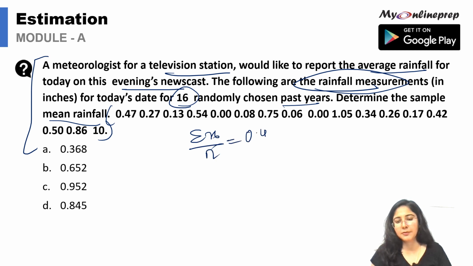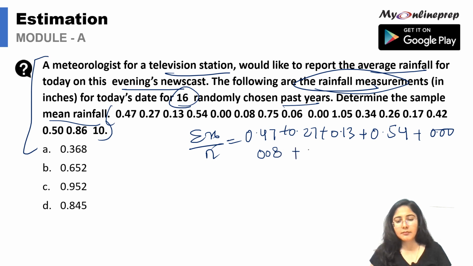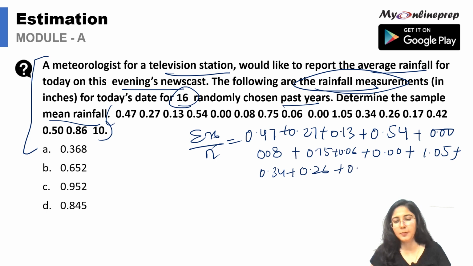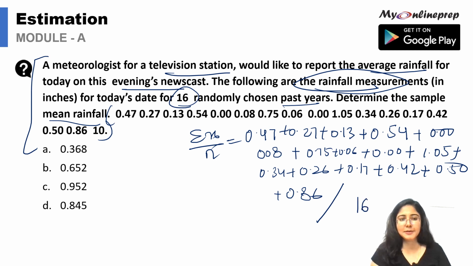So it would be 0.47 plus 0.27 plus 0.13 plus 0.54 plus 0, then 0.08 plus 0.75 plus 0.06 plus again 0, then plus 1.05 plus 0.34 plus 0.26 plus 0.17 plus 0.42 plus 0.50, then we have 0.86, divided by the 16 numbers, so it would be 16.